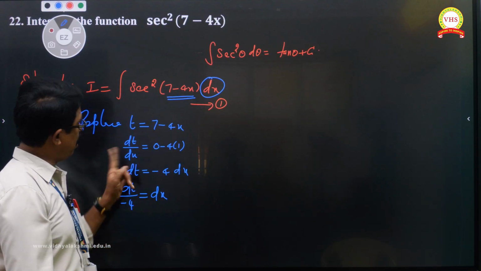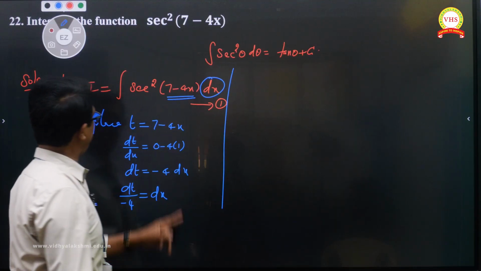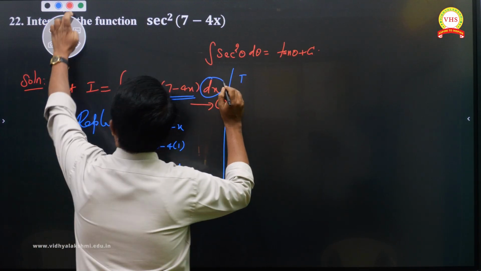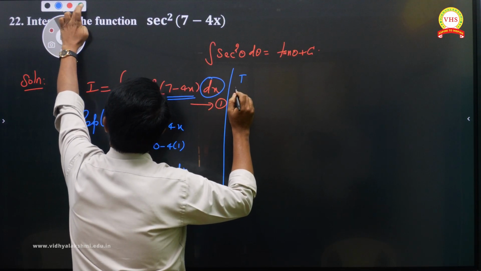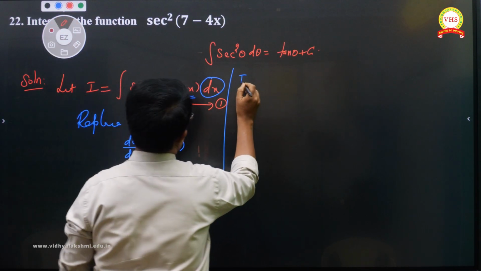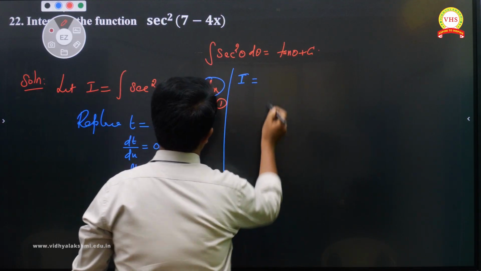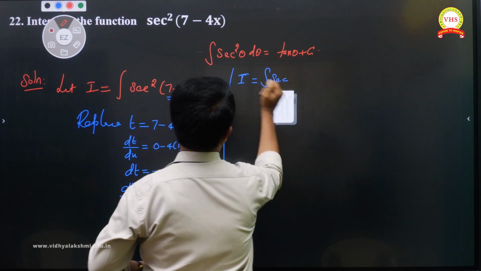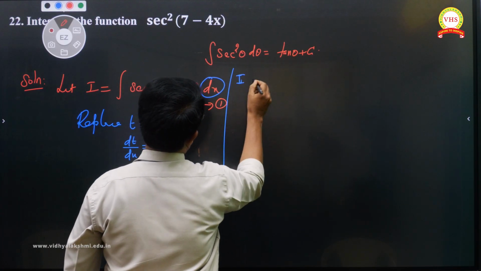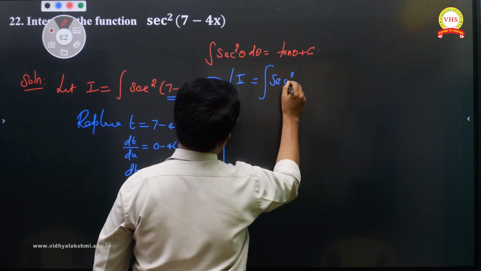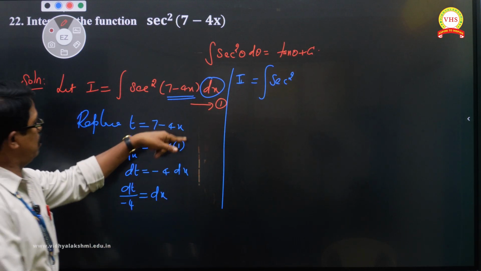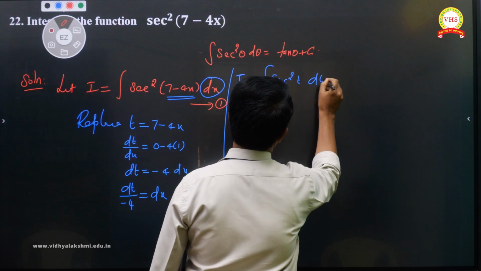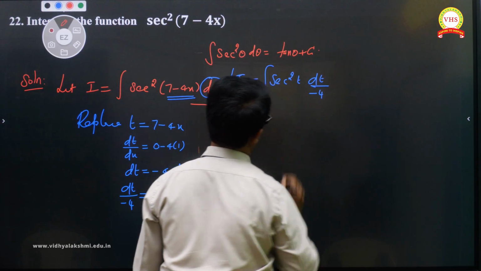Are you okay now? Now what we are going to do? Replace in equation number 1, the given integration. I equal to the integral of secant square t, because we changed 7 minus 4x as t, into dt divided by minus 4.